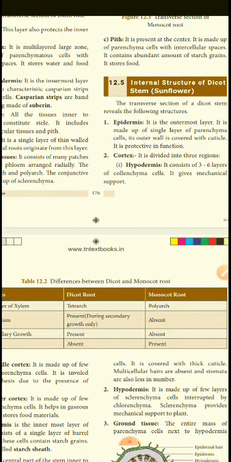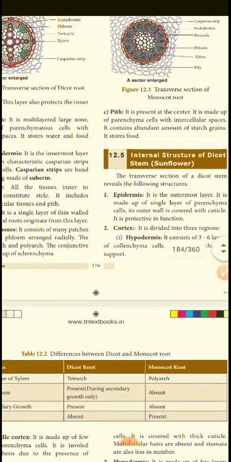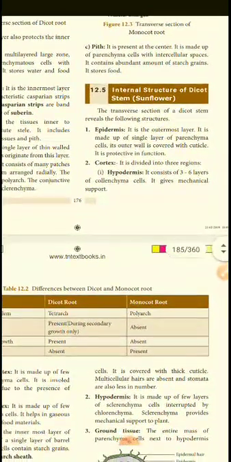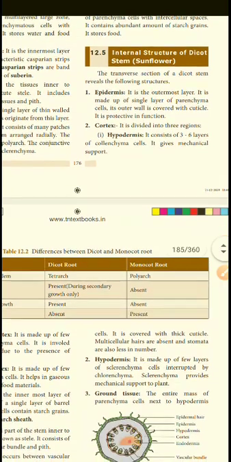So already what we studied in the dicot root and monocot root, in that same way it is also for the dicot stem. There is only a little bit of difference. Okay, cortex is divided into three regions.